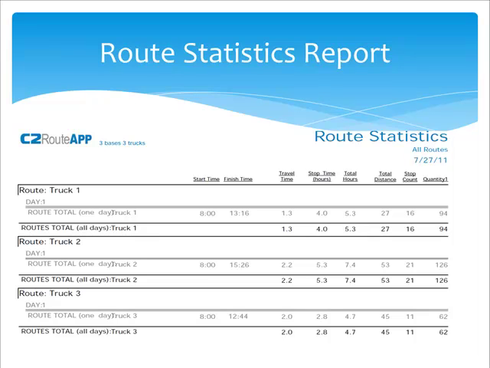The Route Statistics Report will display the start time, the finish time, and the amount of time spent behind the wheel. It'll also tell you the amount of time spent at stops and the hours spent working in total. It'll tell you the total number of stops made by each vehicle and the quantity of units that were handled during the day. This report gives management an excellent overview of all of the routes and makes it easy to see how the workload is distributed.